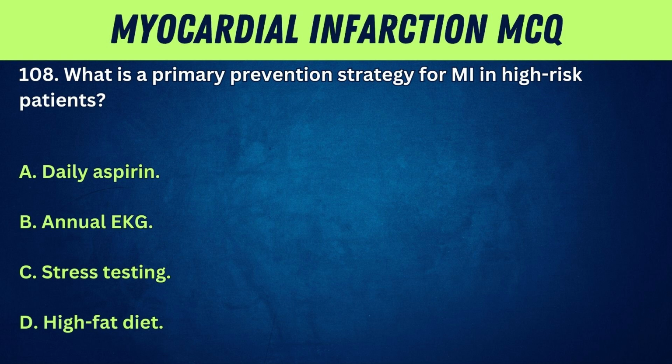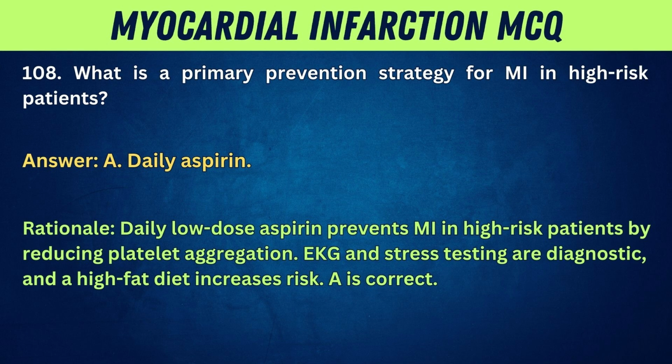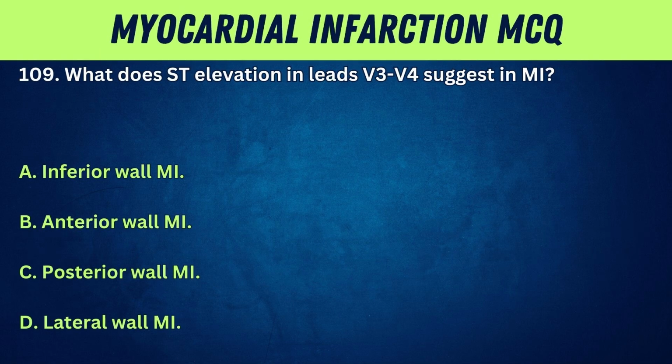High-fat diet. Answer: A. Daily aspirin. Rationale: Daily low-dose aspirin prevents MI in high-risk patients by reducing platelet aggregation. EKG and stress testing are diagnostic, and a high-fat diet increases risk. A is correct. 109. What does ST elevation in leads V3, V4 suggest in MI?